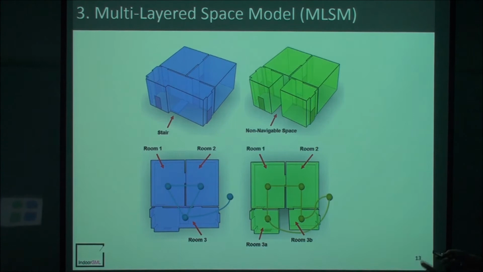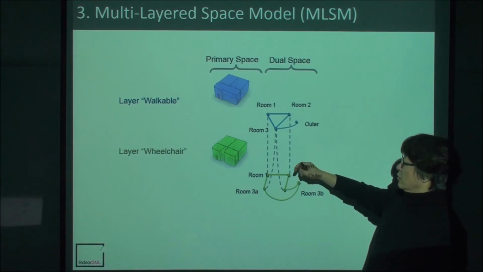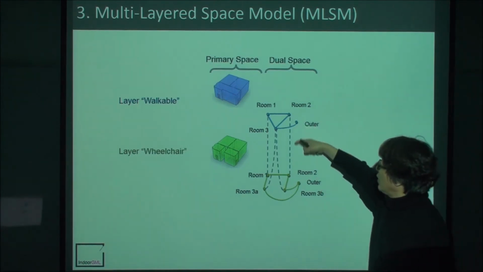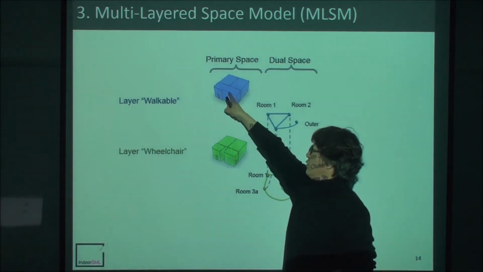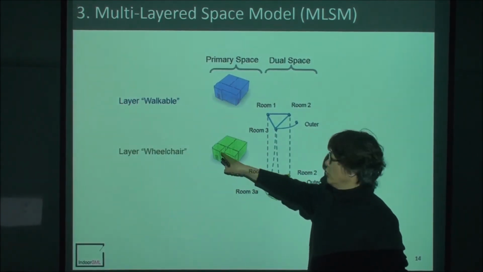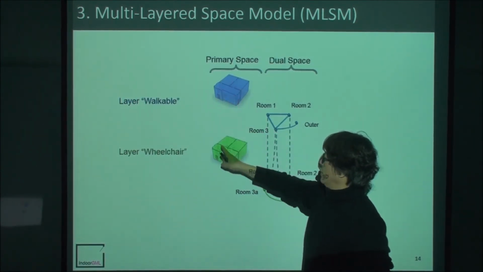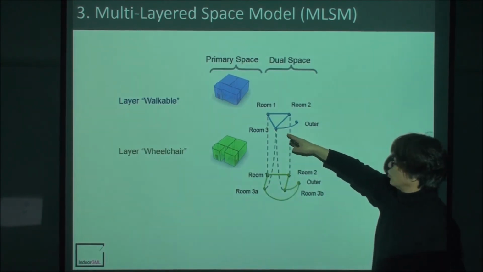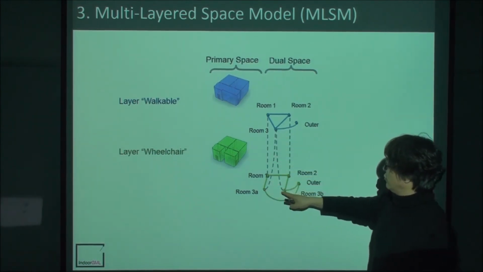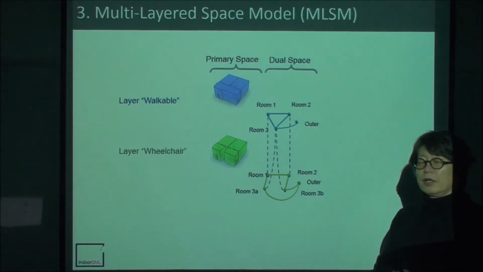And in addition to different layers, we may connect the several space layers using interlayer connection. For example, this room is divided into 2 rooms. So we have interlayer connection with this room and these 2 rooms. So we have an edge called interlayer connection between R1 and R3A and R3B. This is a multi-layered space model.